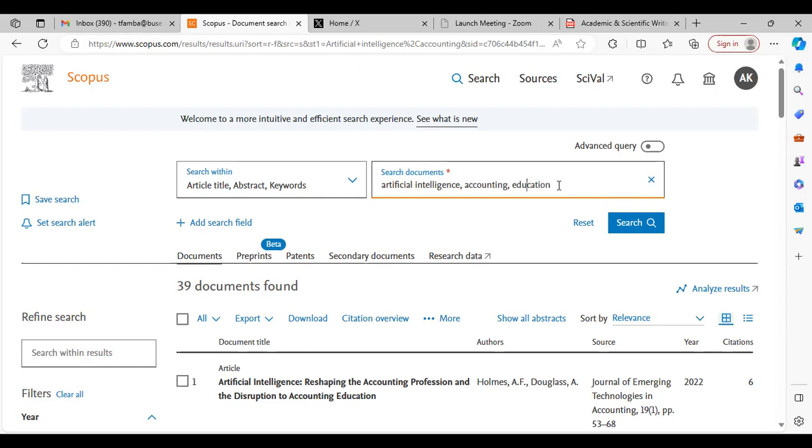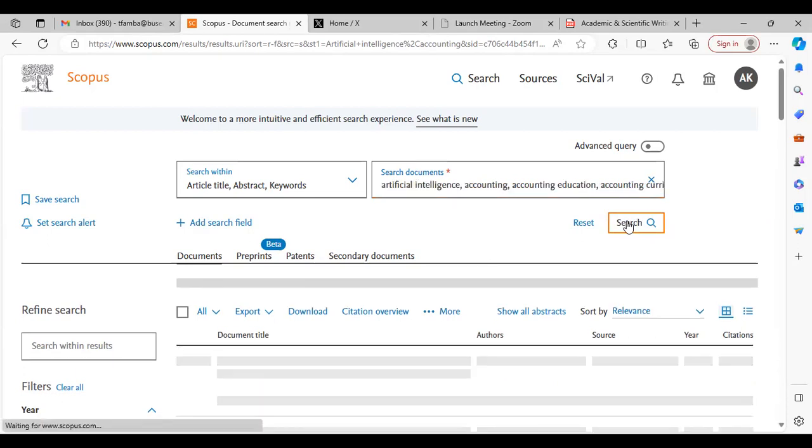We say let's change this to accounting education. We can also use accounting curriculum. Then we can use machine learning. Machine learning is a branch of artificial intelligence, so it might be discussing machine learning and accounting education, something like that. Or robotic automation processes. These are all branches. But let's just search with these words.